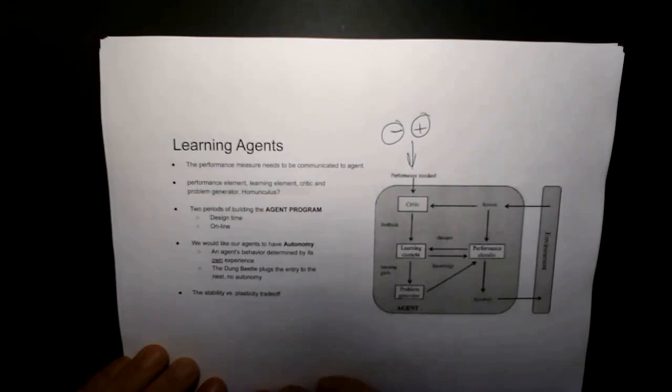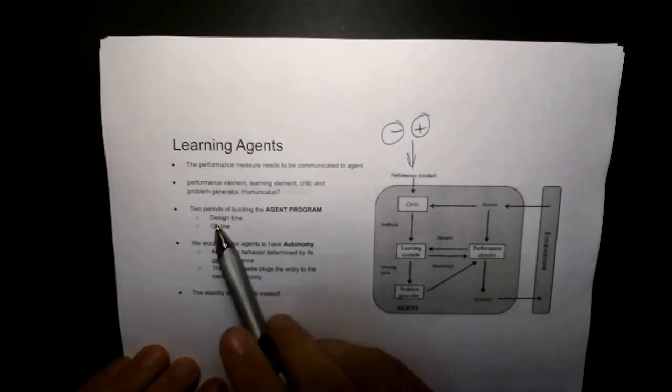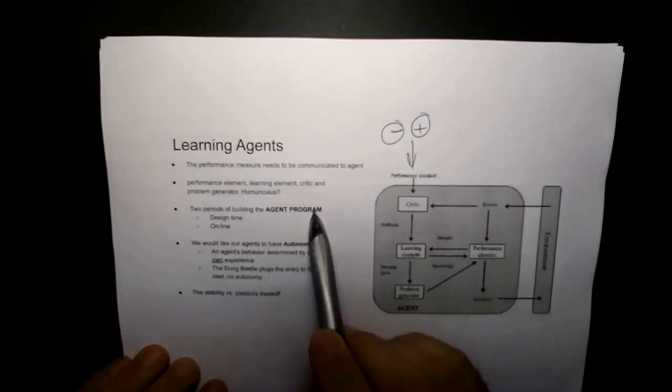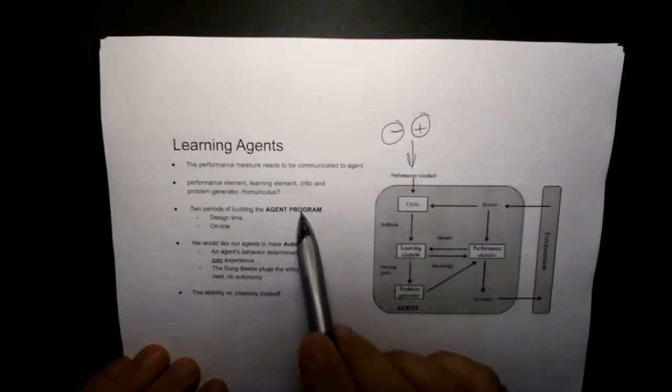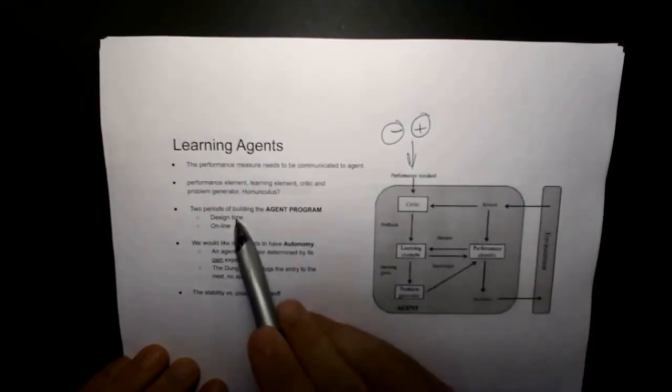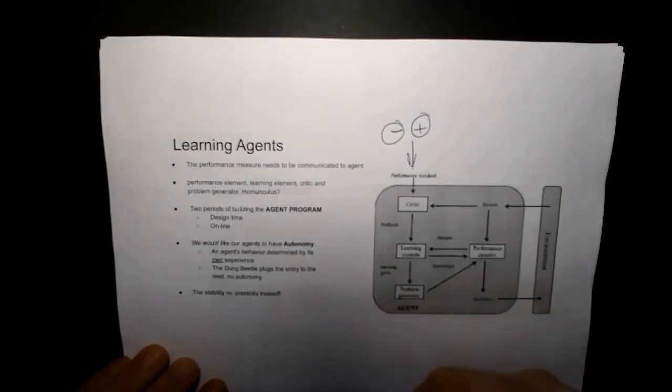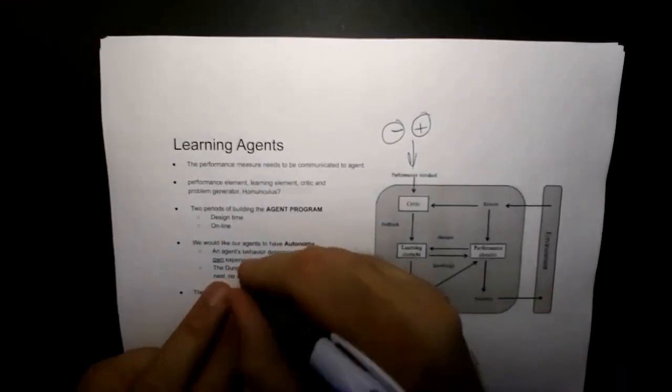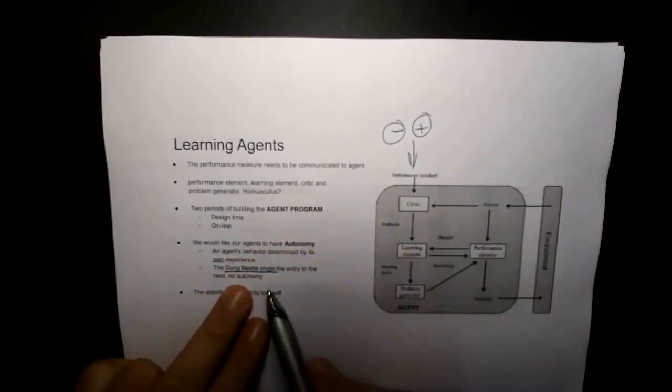This is inbuilt into the actual agent program, and that comes down to the issue that the agent program itself can happen at design time or online, as things are happening. And there's this famous example of a dung beetle. A dung beetle is a little beetle that will go out and grab a little piece of feces, and then it will plug up its burrow with that piece of excrement.